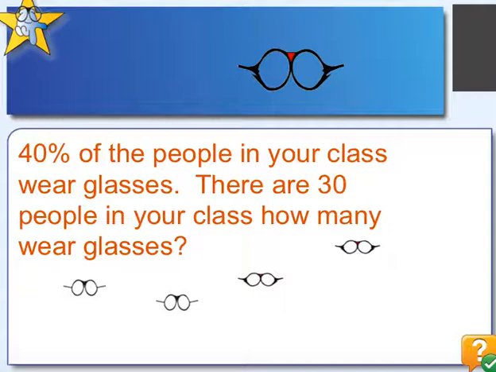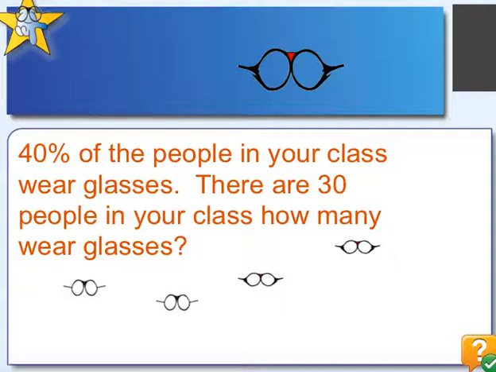40% of the people in your class wear glasses. There are 30 people in your class. How many wear glasses? Now we could use a percent, or we could use an equation, say 0.4 times 30 equals our part. Or we could use our proportion, say x over 30 equals 40 over 100.